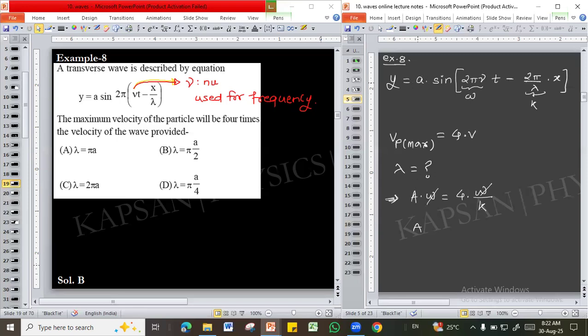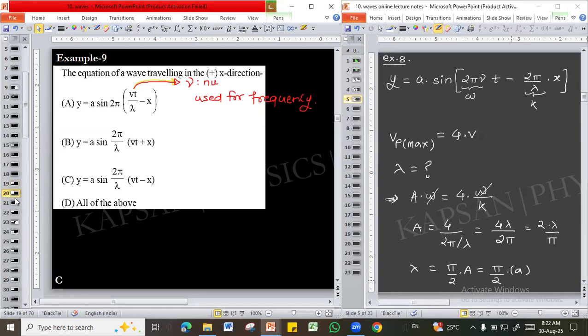Where A is the amplitude here. Our capital A is their small a. Keep it as it is. 4 times k. K means 2 pi by lambda. So this becomes 4 lambda by 2 pi. 2 and 4 cancel. So it is 2 lambda by pi. So what is lambda? Lambda is pi by 2 times the amplitude. Here amplitude they have given as small a. So that is pi a by 2. Option number B.